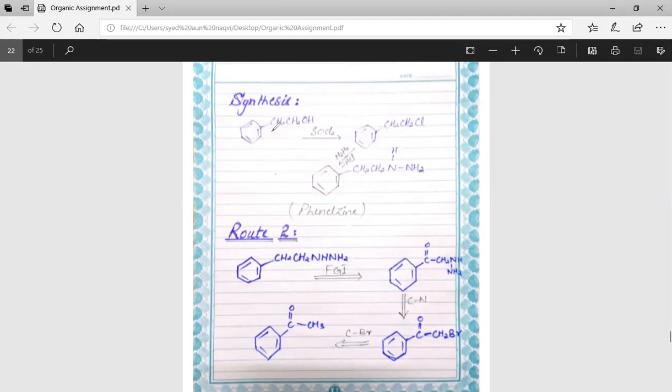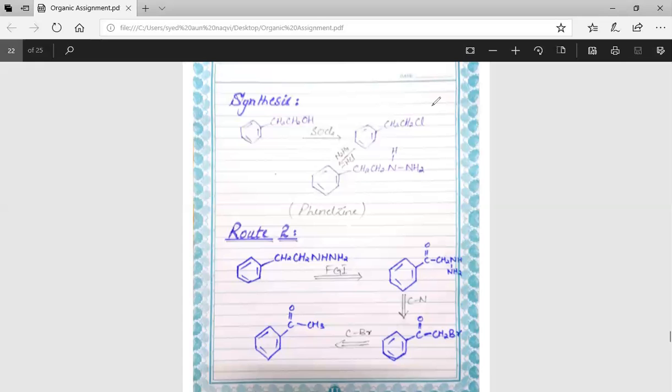This is 2-phenylethanol. Well, when we treat 2-phenylethanol with thionyl chloride, we have 1-chloro-2-phenylethane compound. Upon addition of hydrazine in the presence of HCl, we will have phenelzine, or 2-phenylethylhydrazine. This is the final product. This is a single two-step mechanism.